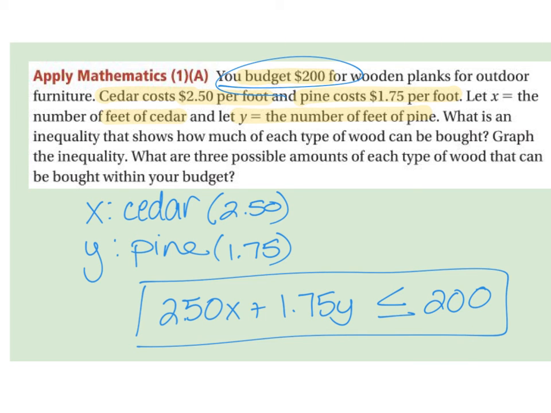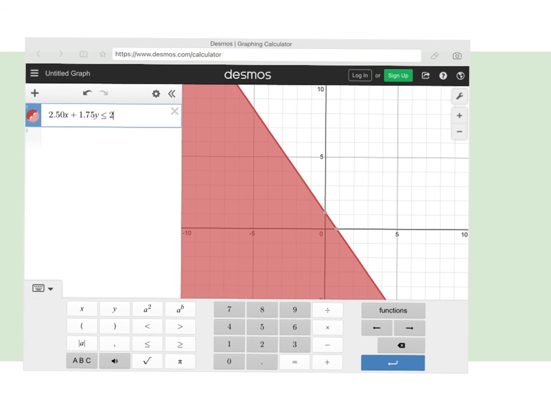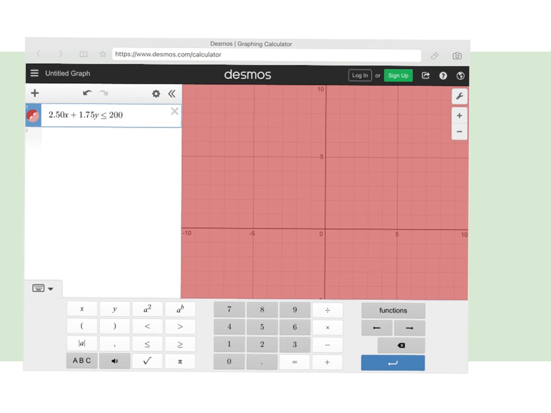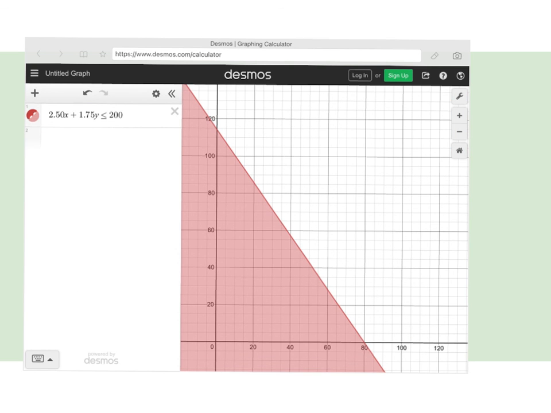So when we go to Desmos to graph, $2.50x plus $1.75y, and then that would be less than or equal to 200. So if you notice, it's all shaded right now, but I'm going to have to zoom out, so don't assume. So there we go. And of course, we only want the positive because we can't have negative wood.